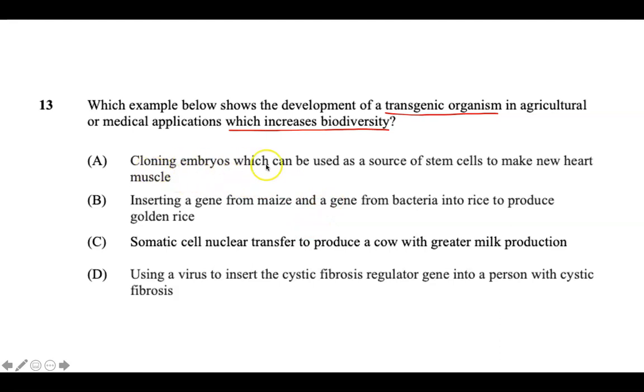So cloning embryos, which can be used as a source of stem cells to make new heart muscle. Anytime we're cloning, we're making an exact copy of something we already have. So that's not going to increase biodiversity at all. So we know that A is not an option in terms of the answers.